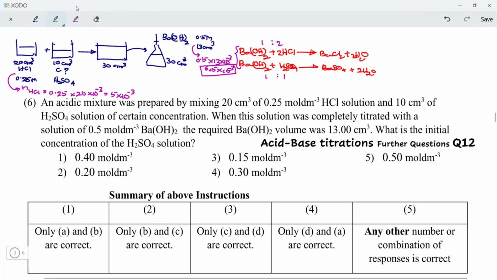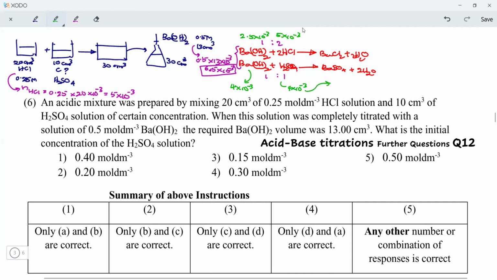If your number of moles of HCl is 5 into 10 to the power minus 3, your barium hydroxide moles should be half of that value. That means 2.5 into 10 to the power minus 3. So from the total value, if 2.5 is consumed by HCl, the remaining should react with H2SO4. The amount reacted with H2SO4 you can get by subtracting, and the answer is 4 into 10 to the power minus 3. So the H2SO4 moles is also 4 into 10 to the power minus 3.